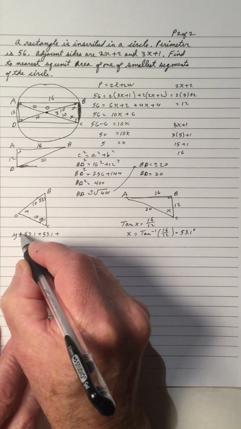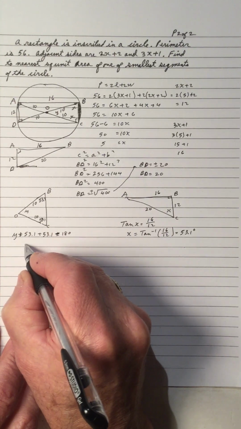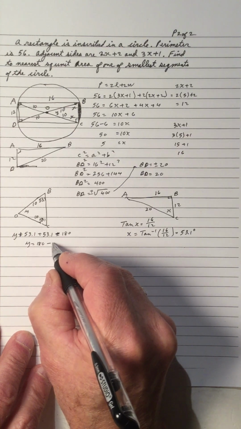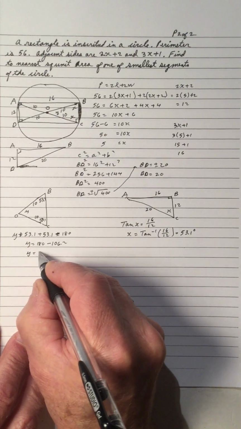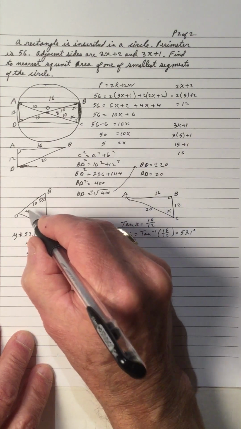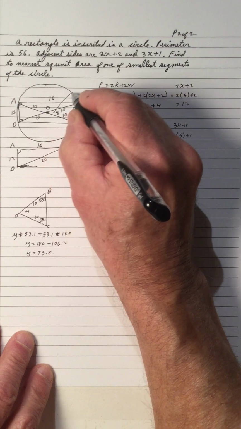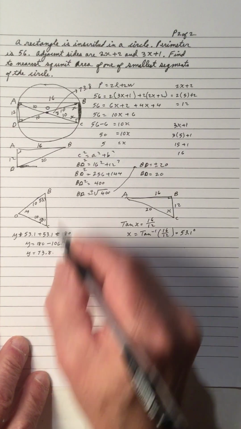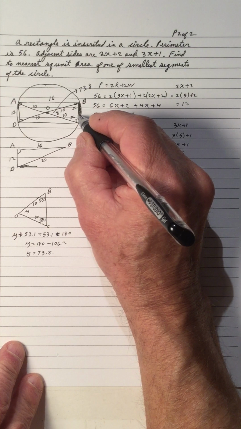So Y equals 180 minus 106.2, when you add these up. So Y is 73.8. And Y is the central angle. So this angle right here is 73.8. Now that we have a triangle and we have a sector, we can find the area of the segment.